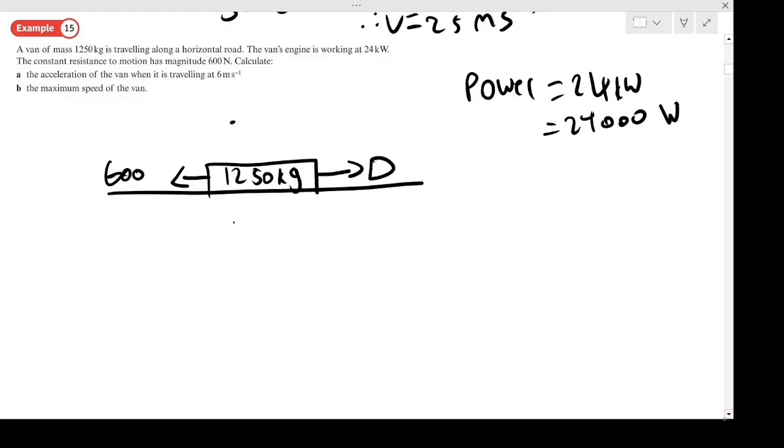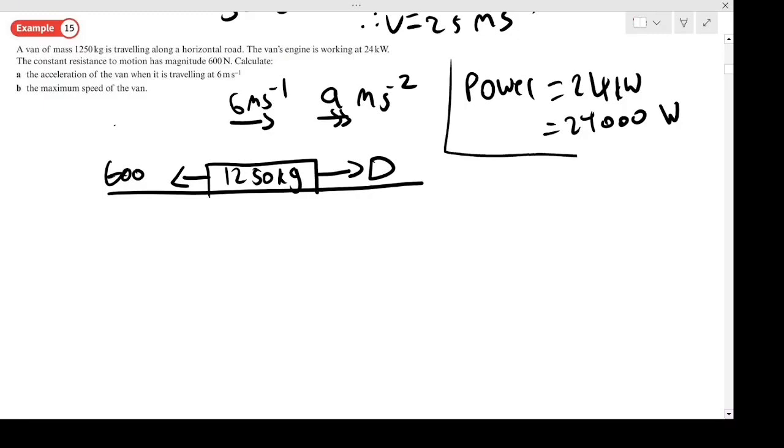Firstly, speed. I'm told the speed is 6. Now the acceleration is what they want me to work out. It's asking me to work out the acceleration at this speed. I'll call that A. There's quite a bit going on here. I think this is the hard part. Once you've got your diagram and all the information, it's just formulas at this point.